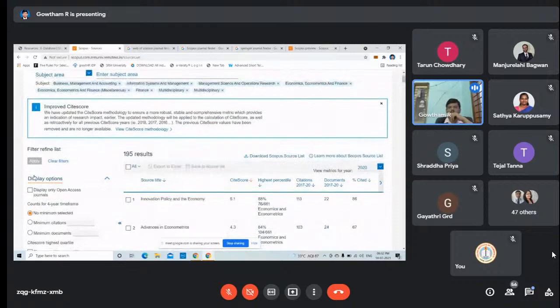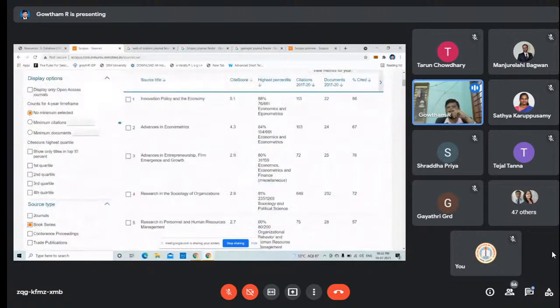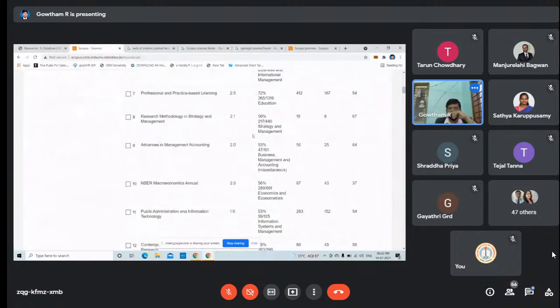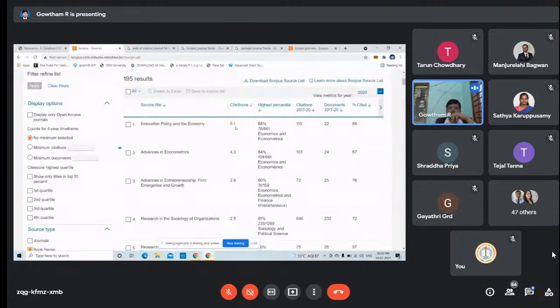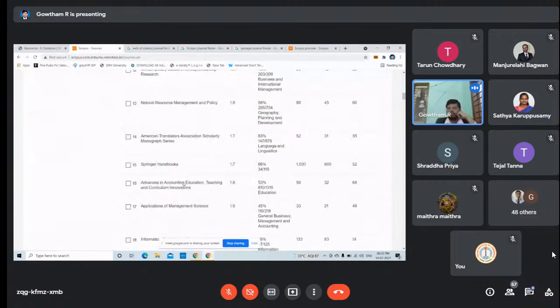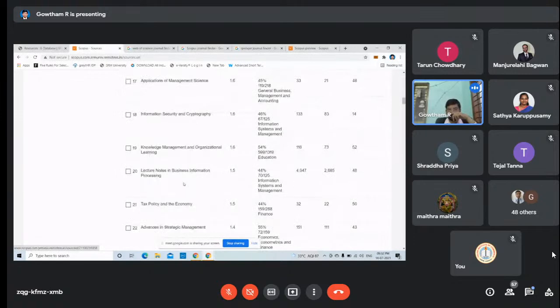Right, then click apply, and if you see, all these are book series. So here it's this 195. It's not only based on Q1, Q2, including Q1, Q2, Q3, Q4. You have only 195 book series which are there inside the Scopus database in our domain.